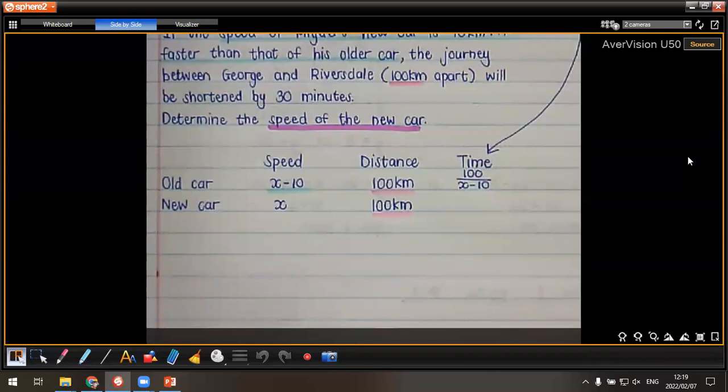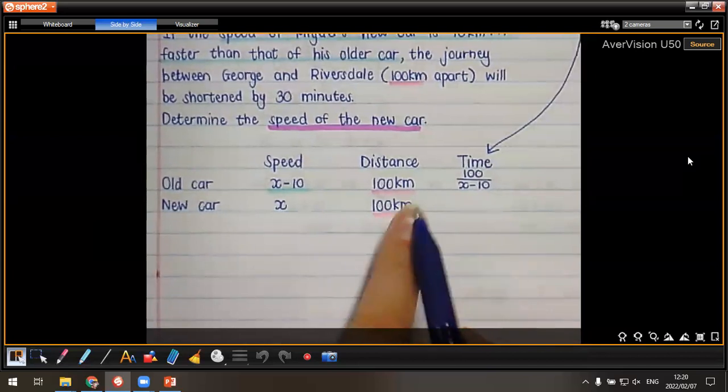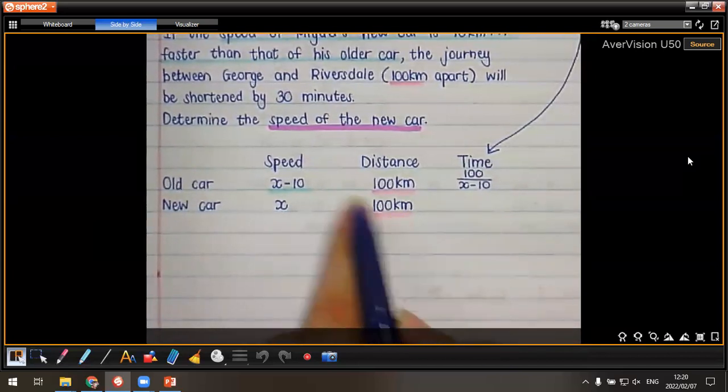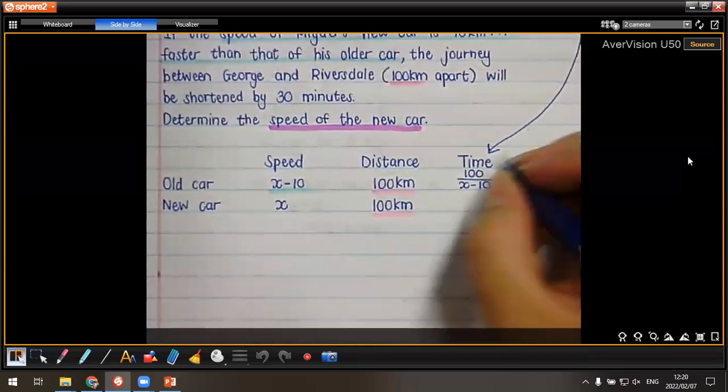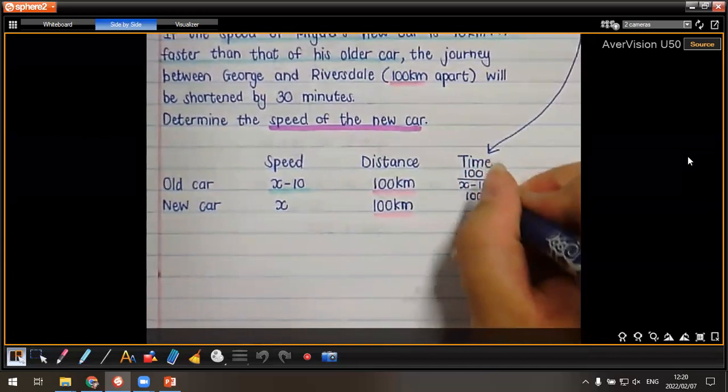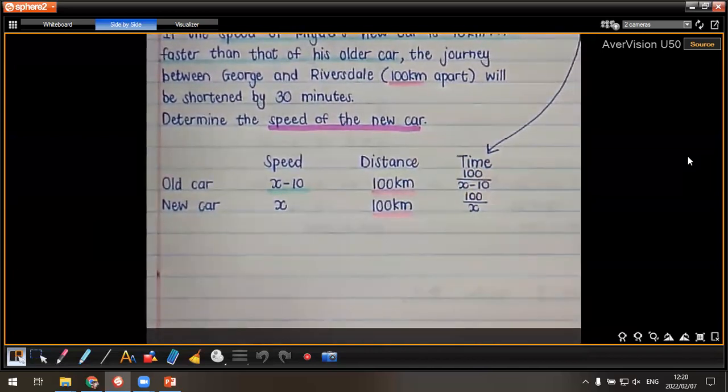Okay, we're trying another step. Using the formula there: time is distance over speed. And for this one, the time of the new car is also distance over speed, but now it's going to be 100 over x, right? So 100 over x. So that's your table then.